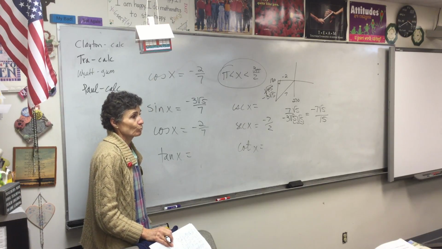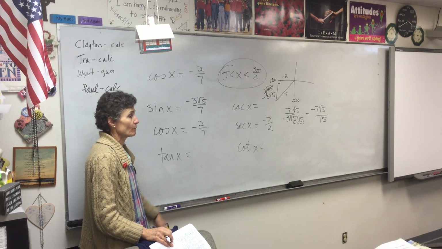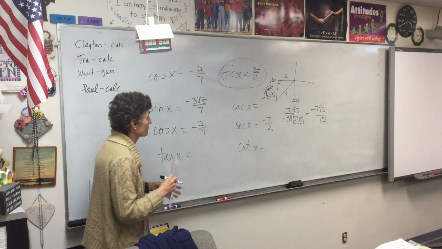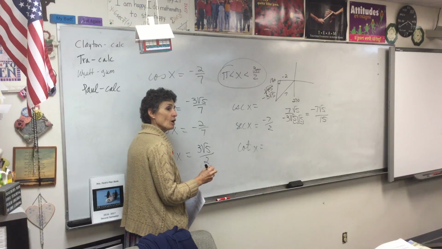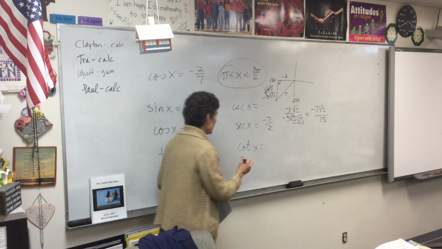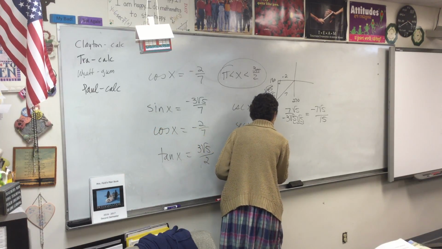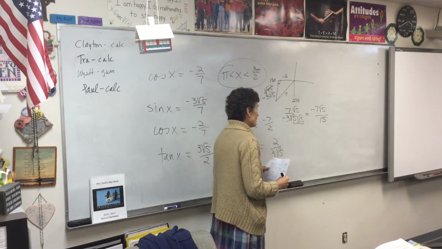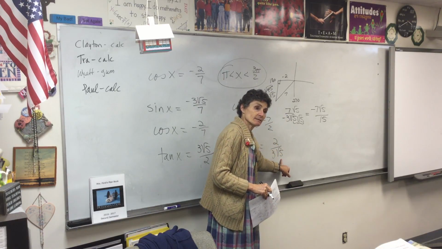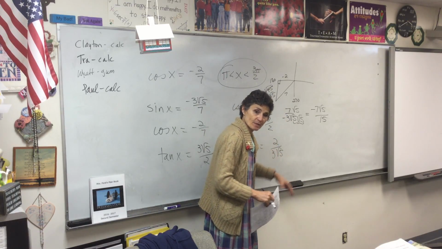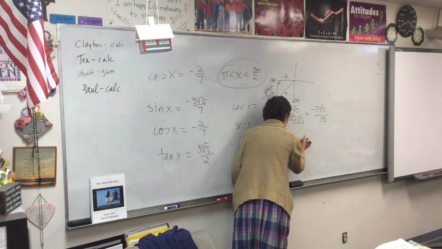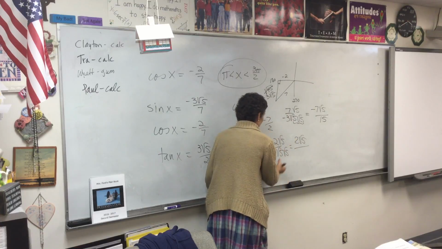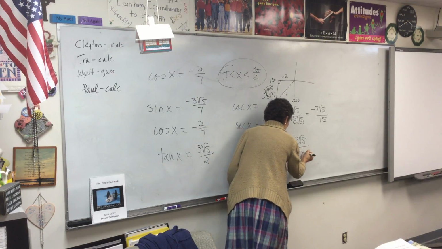Tangent. We're going to have a similar issue with the tangent. What's the tangent of that angle? 3 root 5 over 2. But the cotangent then would be 2 over 3 root 5. You can't leave it like this, right? So we're going to multiply by root 5. So we have 2 root 5 over 15.